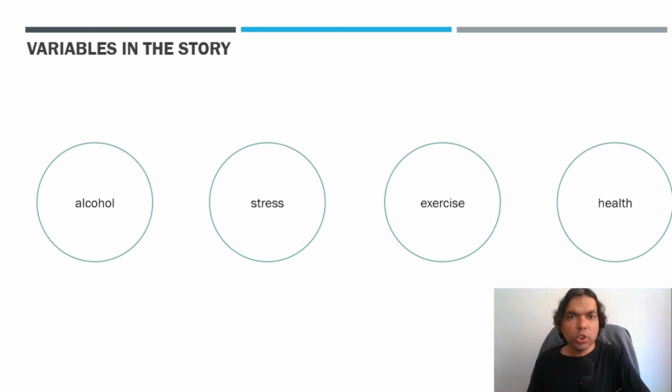Before we draw the causal loop diagram of the story, let us look at the variables involved. Since Ankur's health issues are caused by alcohol, which he consumes because of the stress, health, stress, and alcohol are important variables. Exercise is another variable suggested by the doctor to reduce stress. It depends on the systems thinker to identify the variables one needs to incorporate to better understand a system.